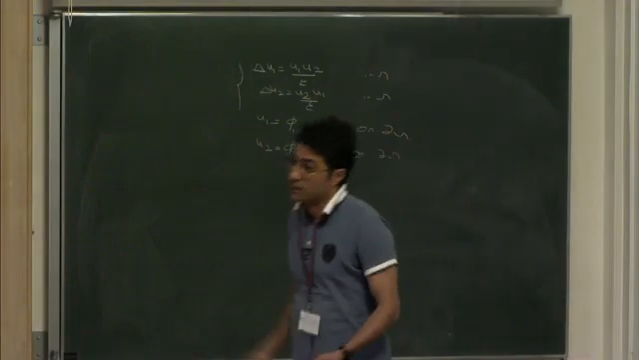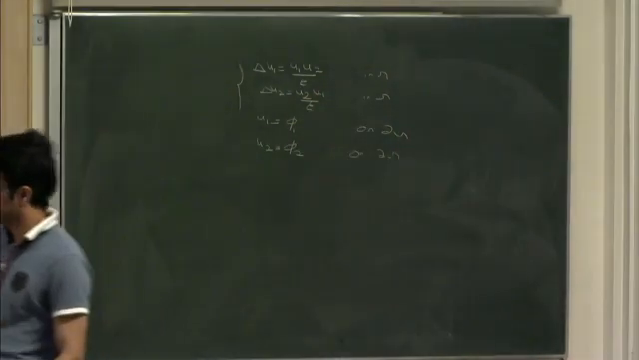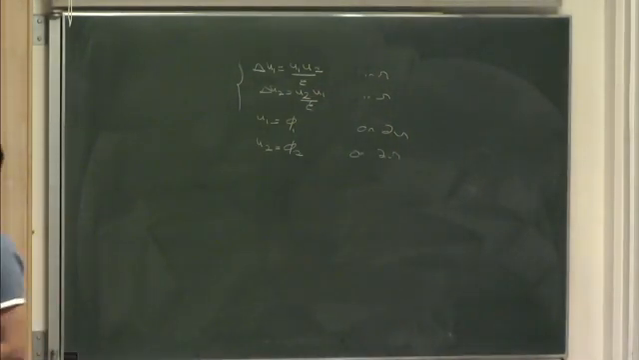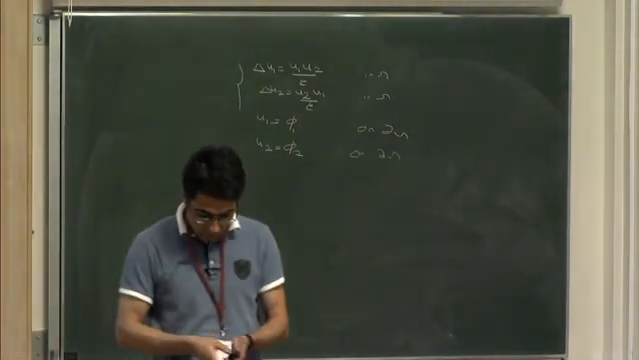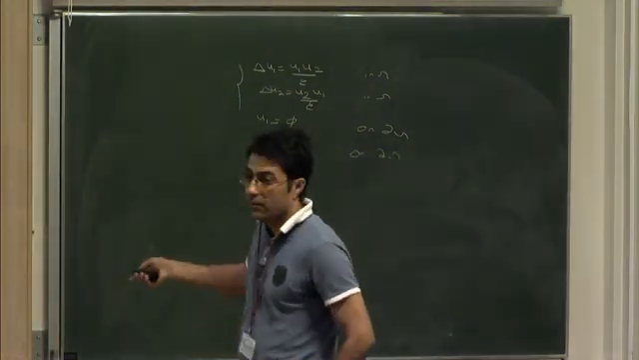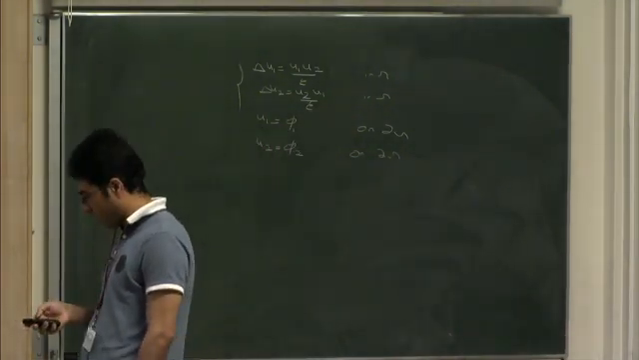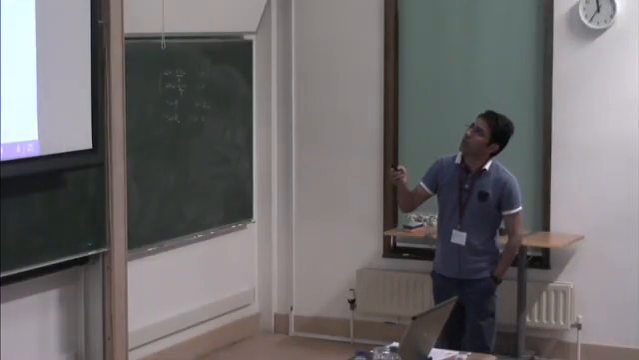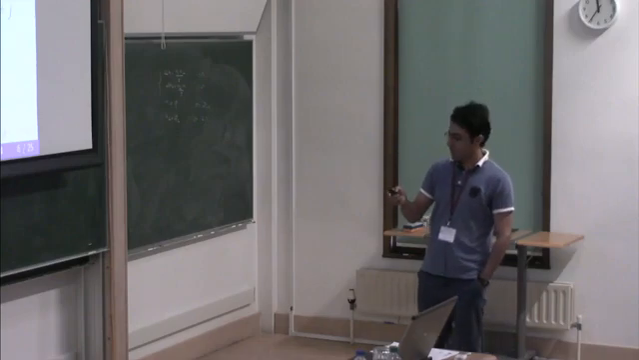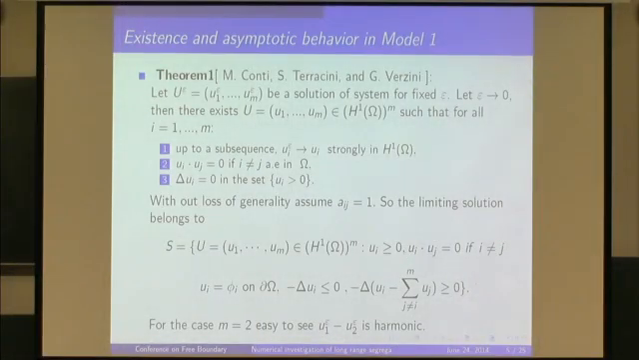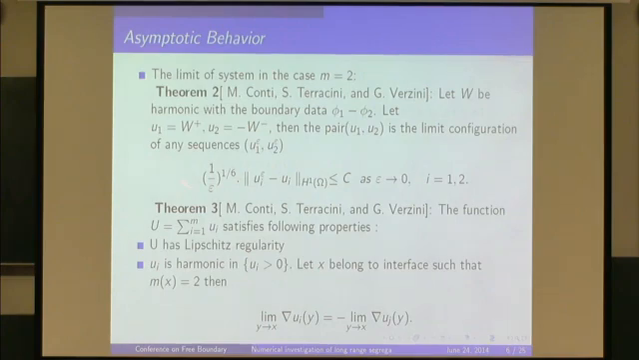So it's easy to see that the difference is harmonic for each epsilon, and of course when epsilon goes to 0, we have the same u1 minus u2, that is my limiting, is harmonic as well. So this gives the good news that when m equals 2, we can solve the system explicitly.